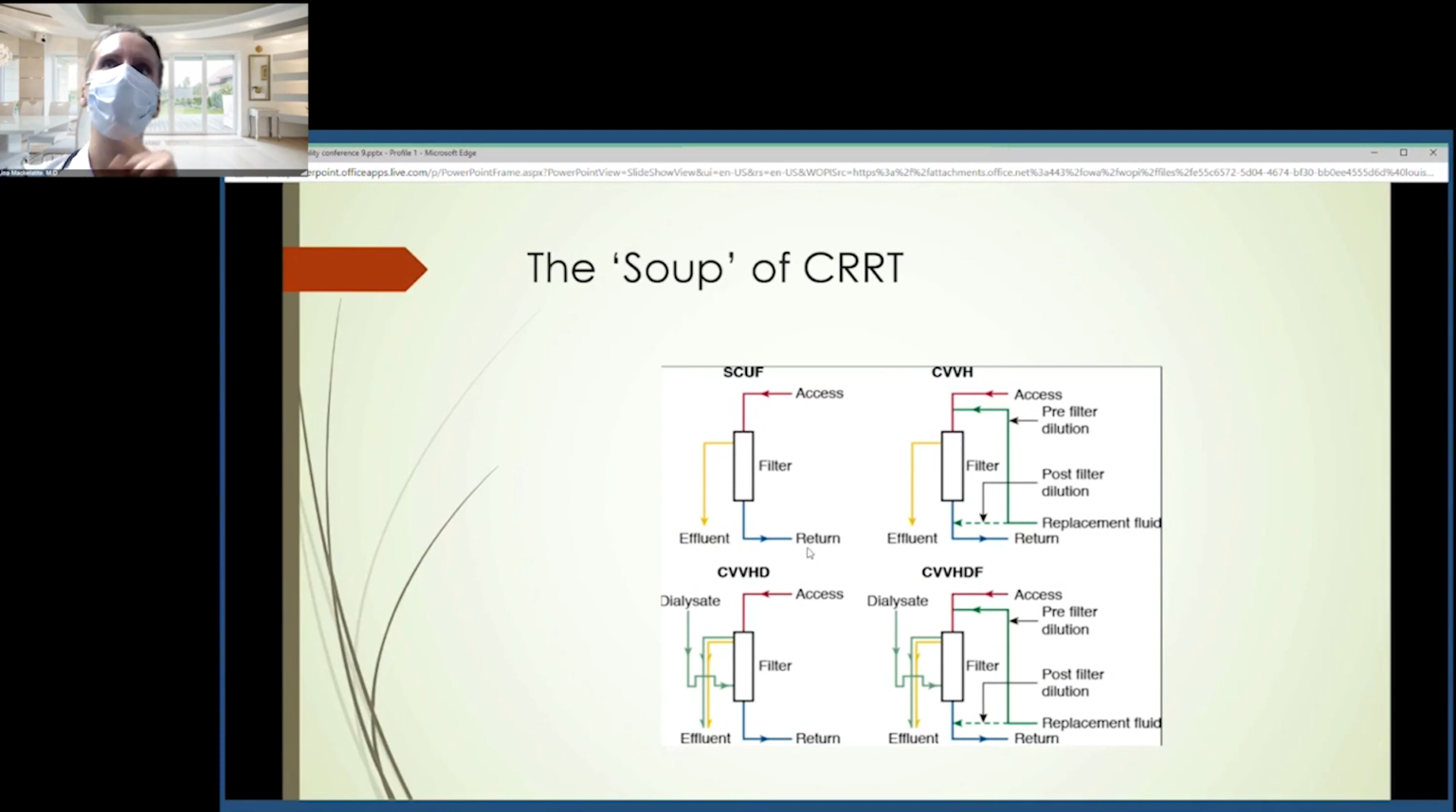Yeah, it either does CVVH or CVVHD. It doesn't combine them both. Now the next one is CVVHD, which is continuous venous hemodialysis. So what is the principle of the clearance in here?